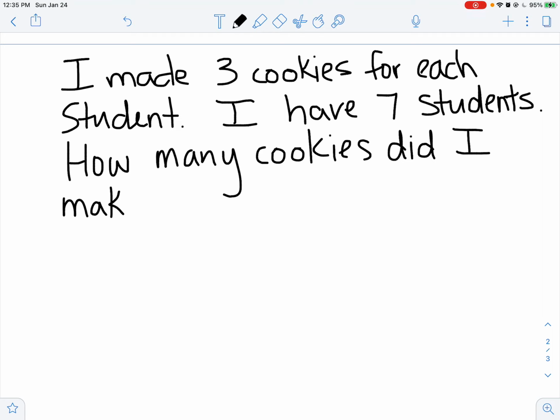Now, because this is a straightforward multiplication problem, we can use our distributive property, right? So I'm going to write my equation first, think about what I'm doing, and I know I've got 3 cookies per student times 7 students, and that's going to tell me how many cookies I made. So since I'm thinking about how many total cookies I made, I'm going to use the letter C. Just like I did before. Last time it meant canoes, because we were talking about canoes. This time my C stands for cookies.